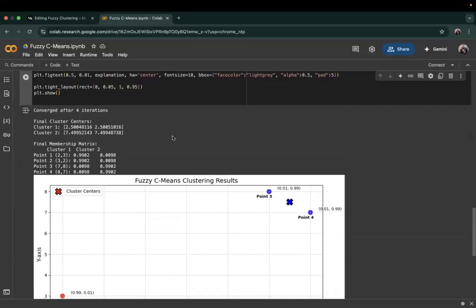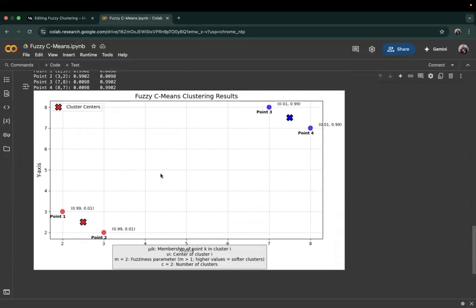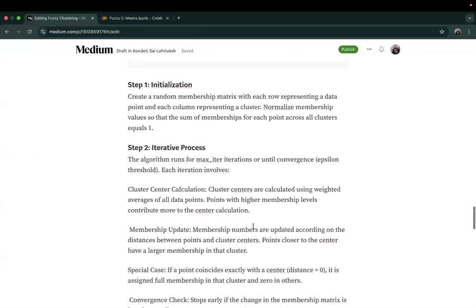Here we have got the output showing that we have converged after 4 iterations. The difference has fallen below 0.01, which was the epsilon value. And we got the membership matrix finally. And this is the graph. So basically this is the code.